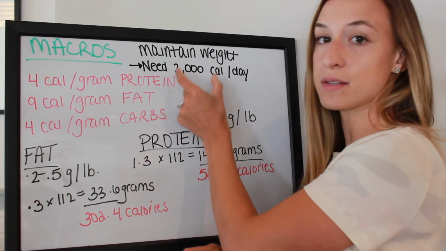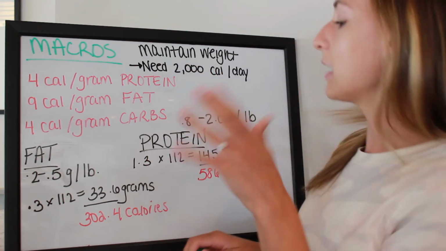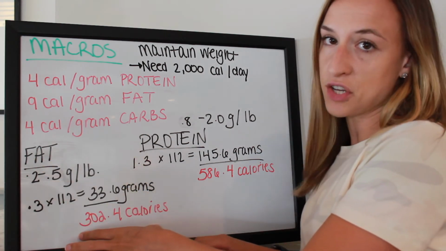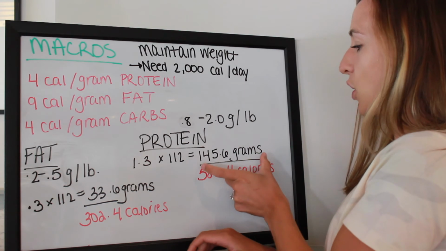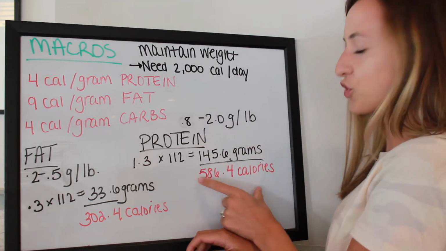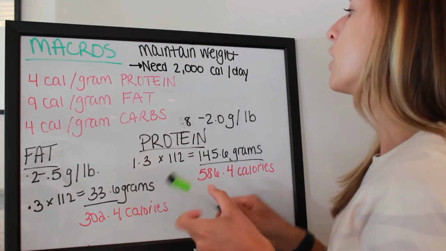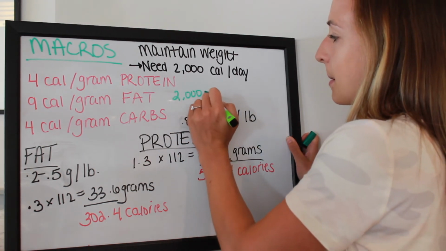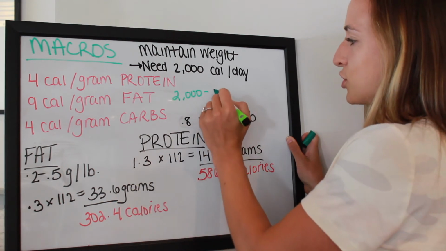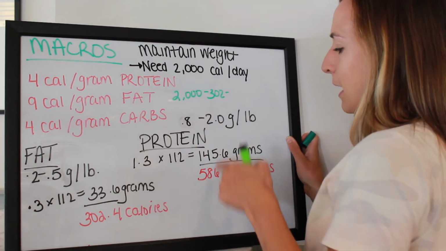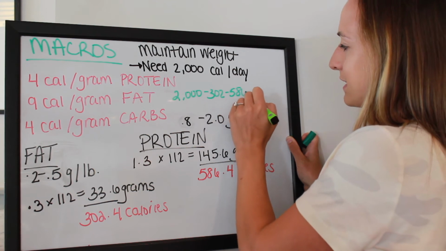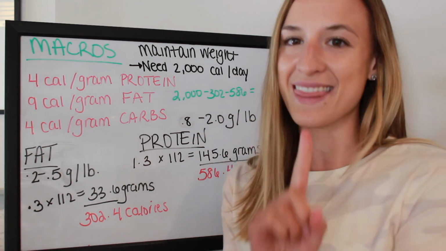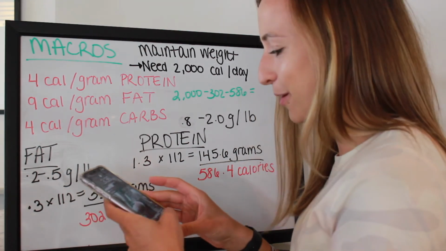We need 2,000 calories a day to maintain my weight. I know that I need 33 grams of fat, which translates into 302 calories. I know that I need 145 grams of protein, which translates into 586 calories. So now what I'll do is I'll say, okay, 2,000 calories a day minus, I'm getting 302 from my fat, minus 586 from my protein. Let's see how many calories are left over, and that is how we calculate our carbs.